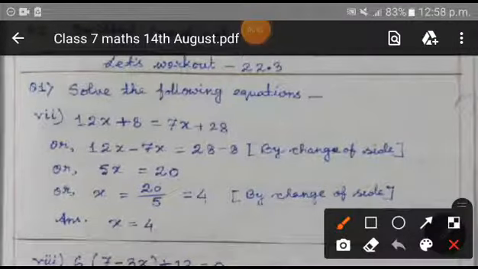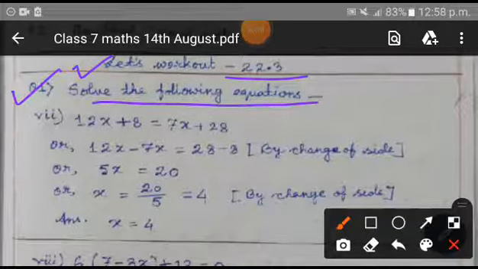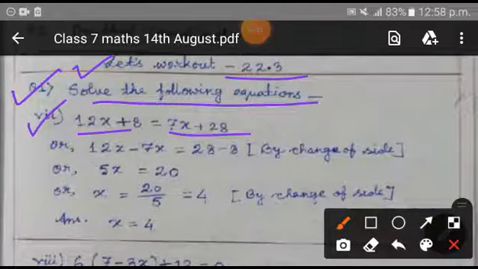Next one, we are going to work out exercise 22.3. Come to question number 1. It says solve the following equations. Subpart 7 we are going to do. It is given 12x + 8 = 7x + 28.